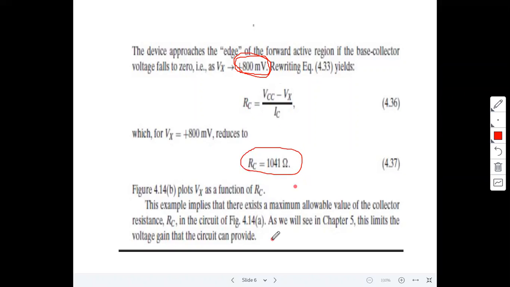So this is the maximum. Why? Because Vx is the minimum Vx. Here it is 800 millivolts, and that will give the minimum. If you fall below 800 millivolts, then the transistor enters into the saturation region. Up to 800 millivolts, it is still in reverse bias only. This implies the maximum allowable value of collector resistance RC.